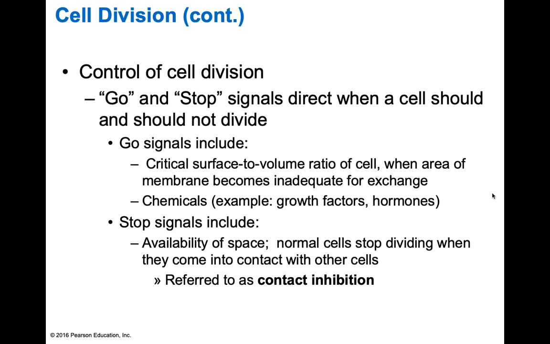So our go signals are going to include critical surface area to volume ratios of the cells. Like we talked about earlier, very large cells are very unhealthy. They need to reduce their size. They need to be smaller. They need a very high surface area to volume ratio, the smallest volume that they can have while maintaining a large surface area. Okay, this is important for our exchange with the external environment.